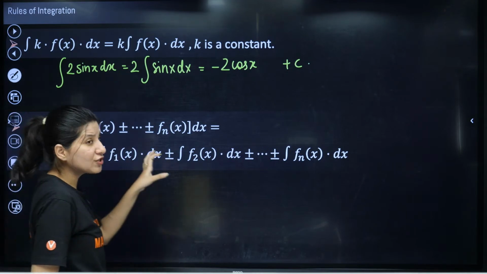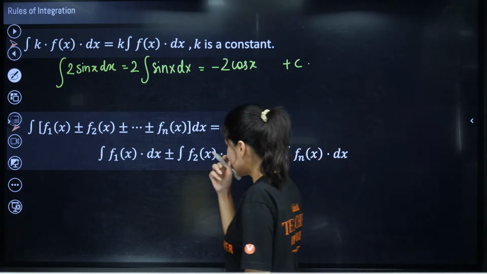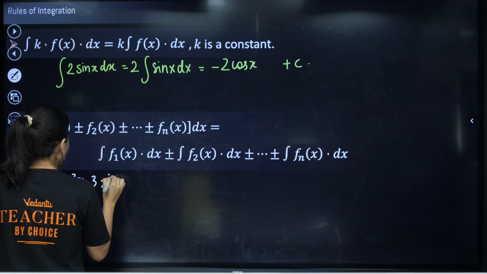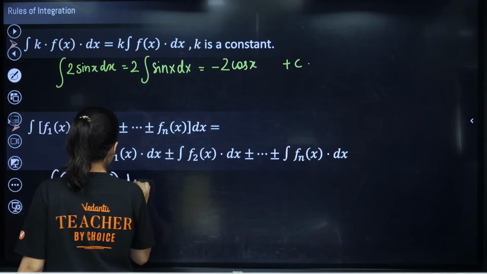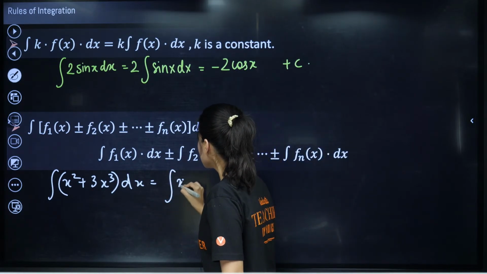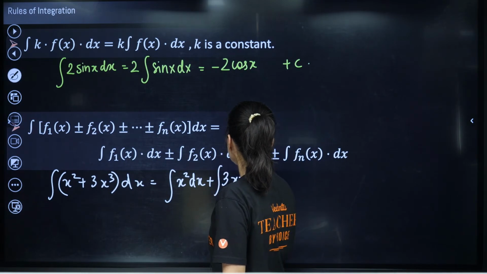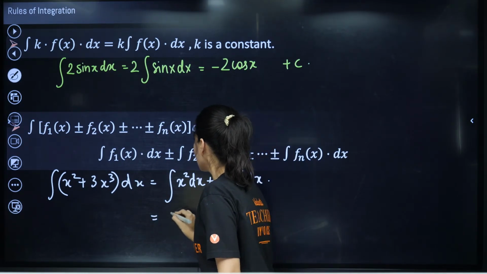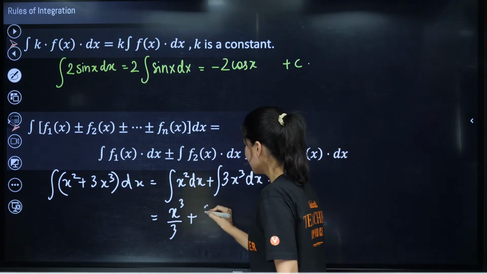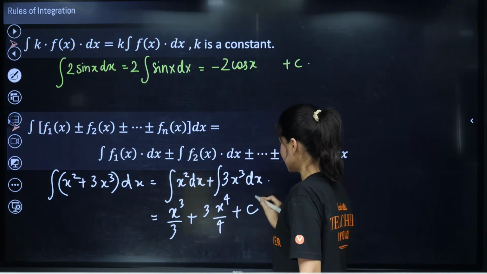Again, if two functions are in summation, let me just take an example. Suppose integration of x square plus 3x cube dx. If two quantities are in addition, then just integration of x square dx plus 3 times integral of x cube dx. This is x cube by 3 plus, if 3 is outside, integration of x cube will be x power 4 by 4, plus constant.